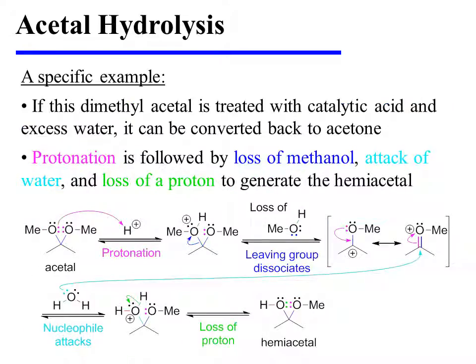If we were to treat this dimethyl acetal with catalytic acid and excess water, it could be converted back to acetone. And this process would begin with protonation of one of the alkoxy groups. This activates it as a good leaving group, and so methanol subsequently dissociates. The resonance-stabilized cation that results would be attacked by water. And this generates an oxonium ion that sheds a proton to the medium to afford the critical hemiacetal intermediate.